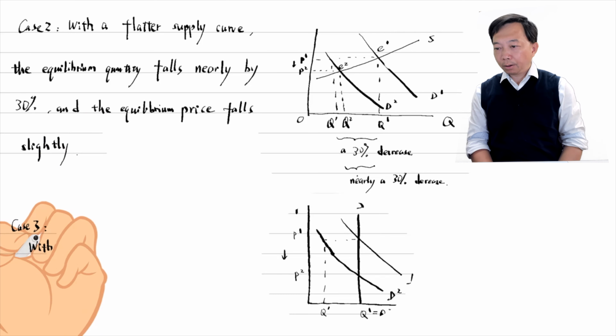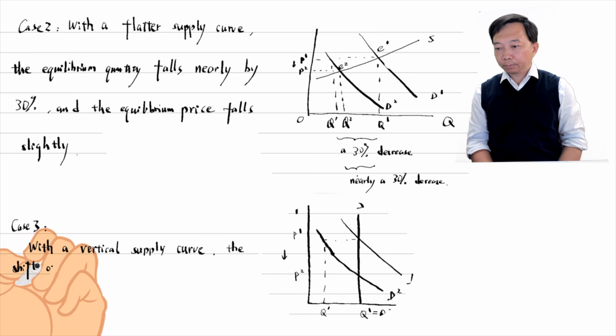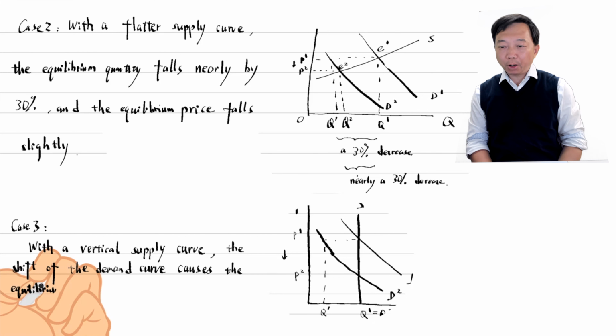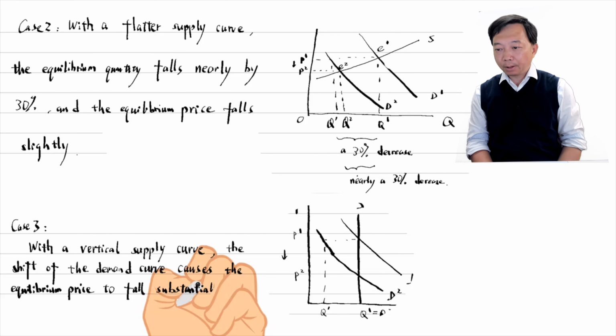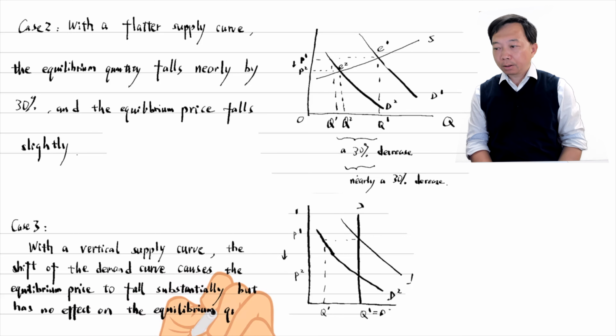In case 3, on the contrary, we have a vertical supply curve. The shift of the demand curve causes the equilibrium price to fall substantially, but has no effect on the equilibrium quantity in this case.